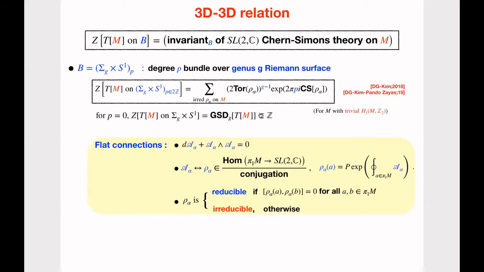So I just want to ask this. The summation is over the flat connections on the three manifold, and the only information which comes out of the manifold B is the number G and the P, right? So the formula on the right, the only thing which depends on B is the number P, which is e^(2πiP), and then the G. So that's the only information that is remembered.